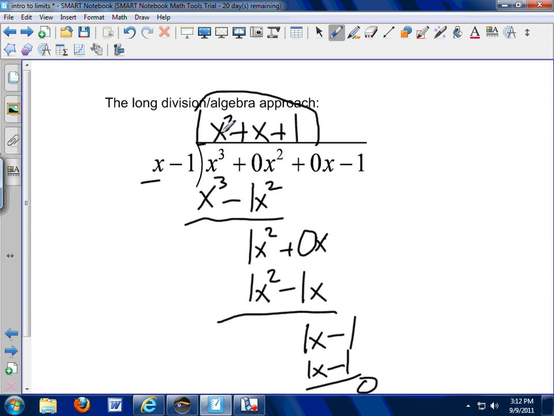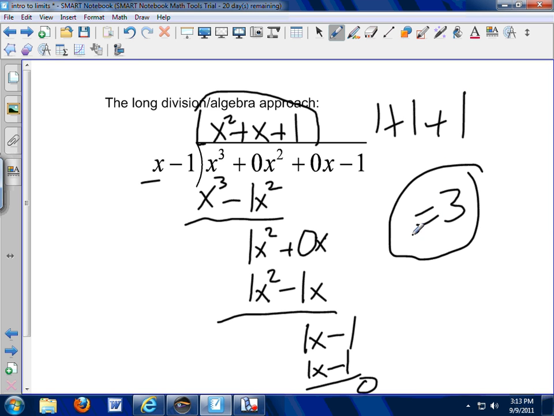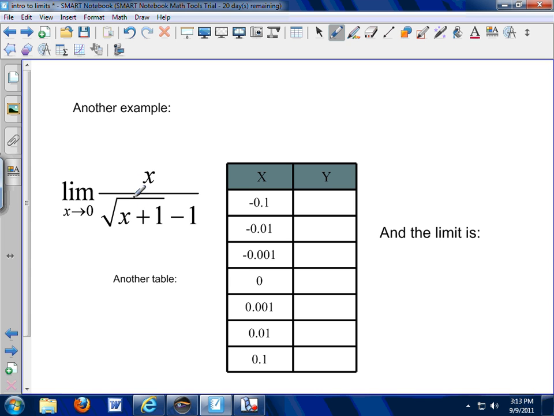Now when I plug 1 in, which was our problem child, I get 1 and 1 and 1, as the Beatles said, is 3. Okay, 1 and 1 and 1 is 3, so another way to get there. We're not going to do long division algebra. Don't panic. Okay, sit down, relax. We'll be okay. Another example.